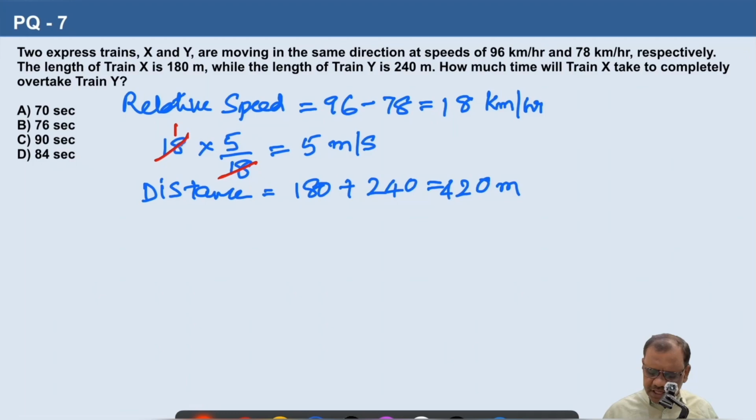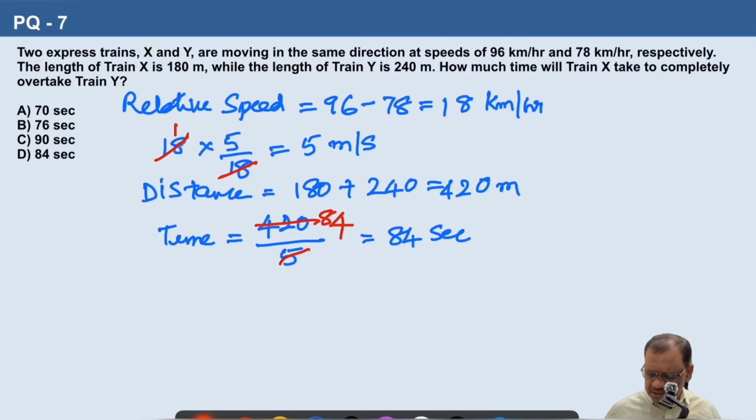Now time taken is distance to be covered, 420, divided by relative speed, 5. If you simplify, 5 8s are 40 and 5 4s are 20, so 84 seconds. This is the time taken for train X to completely overtake train Y. 84 seconds is the correct answer. Option D is the correct answer.